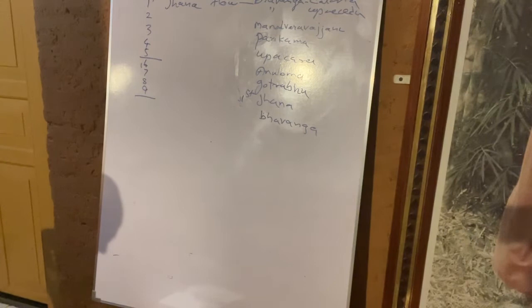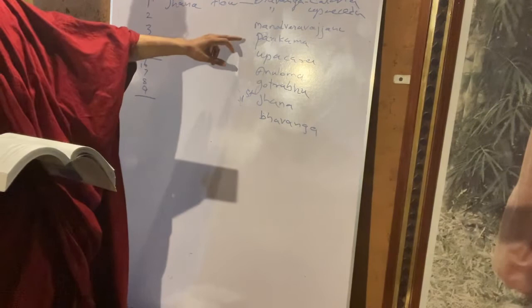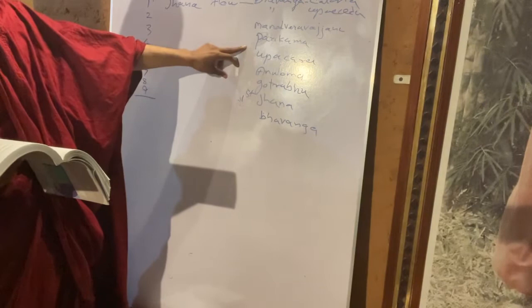This is the thing I mentioned. So this is preparation and access, conformity and change of lineage.